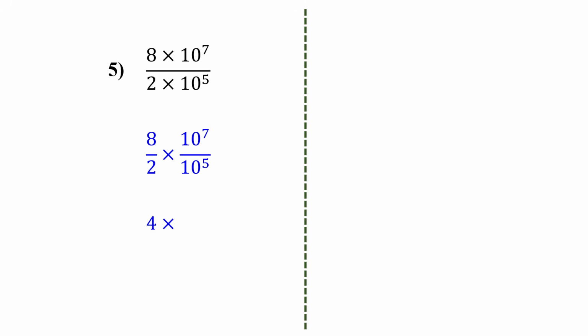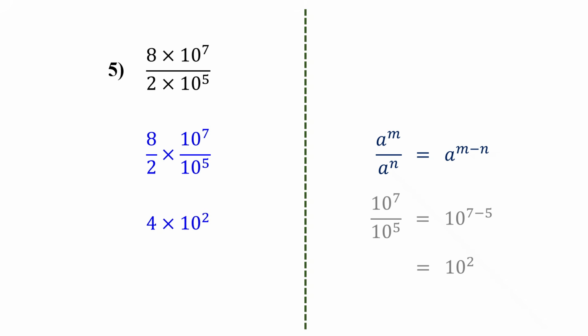Now look at the powers of 10. When we divide powers with the same base, we keep the base and subtract the exponents. So we keep the base 10 and subtract 5 from 7. 7 minus 5 equals 2. So we get 10 to the second power.